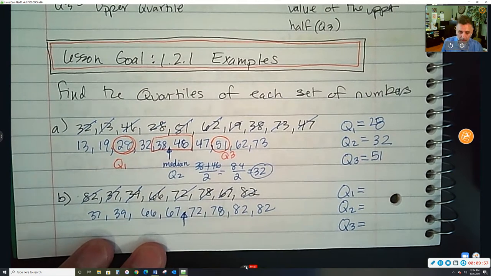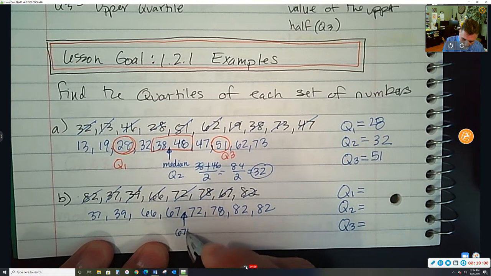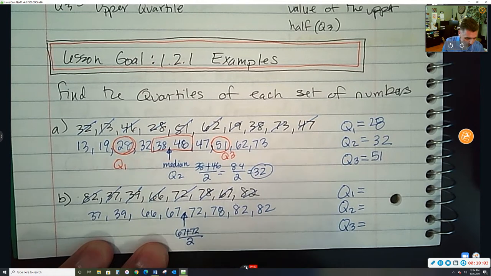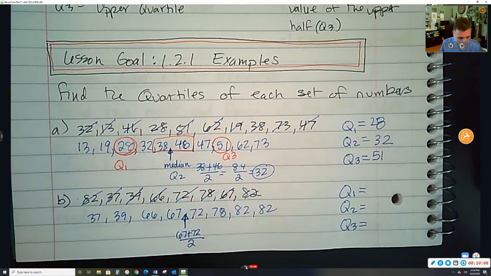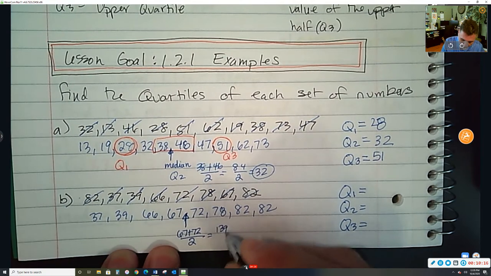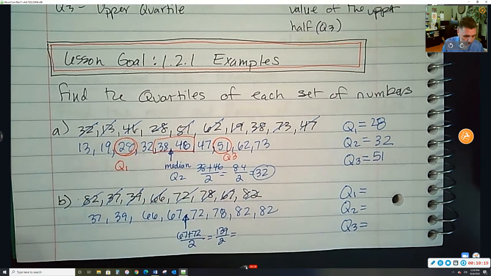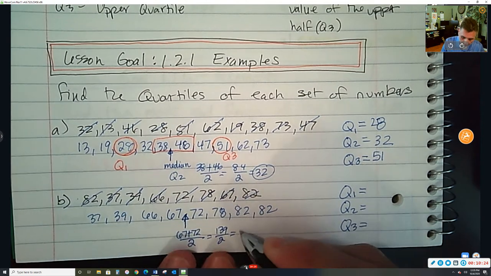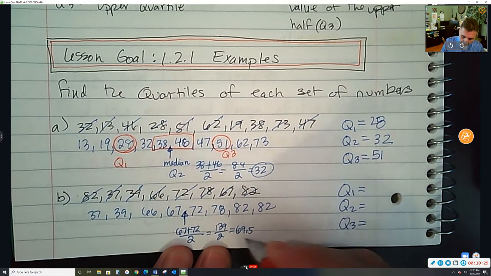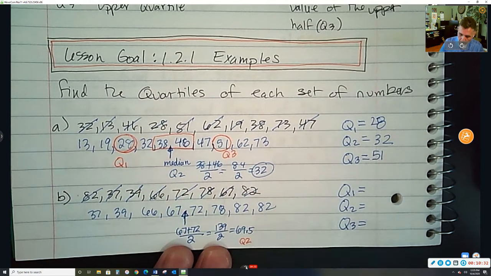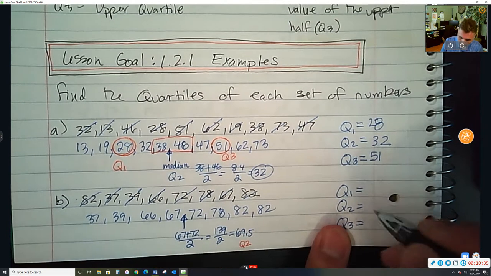Okay. So I need to take those two numbers, 67 plus 72, add them and divide it by 2. When you add them, 67 plus 72, you get 139. Take 139 and divide it by 2. And we get 69.5. Okay, that is quartile 2. So I'm going to go ahead and put that over here.